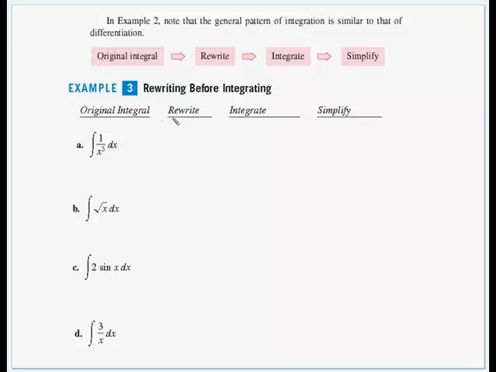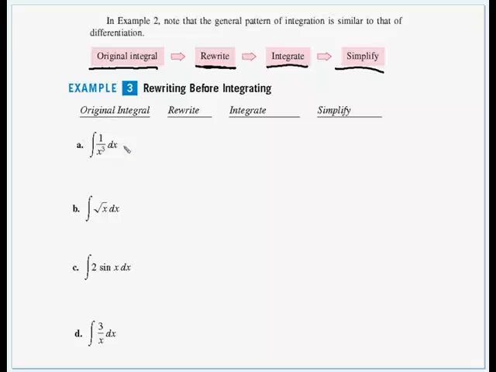Now, when we did some differentiation problems, we would start out with our original equation. We might rewrite it to make it more conducive to differentiation. Then we did the differentiation and we simplified. And we have a similar process for integration. We're going to start out with an original integral. We might want to rewrite it to make it easier to perform this operation on. Then we will integrate and simplify what we have left.